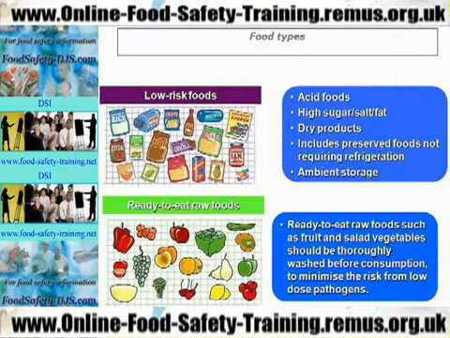Other food types include low-risk foods and ready-to-eat raw foods. Low-risk foods include acid foods, foods with a high sugar, salt or fat content, dry products, includes preserved foods not requiring refrigeration, and foods which you can keep at ambient storage or room temperature. And these are classed as foods which will not support the growth of pathogenic microorganisms. Ready-to-eat raw foods, such as fruit and salad vegetables, should be thoroughly washed before consumption to minimize the risk from low-dose pathogens, which we'll look at later on under foodborne diseases.